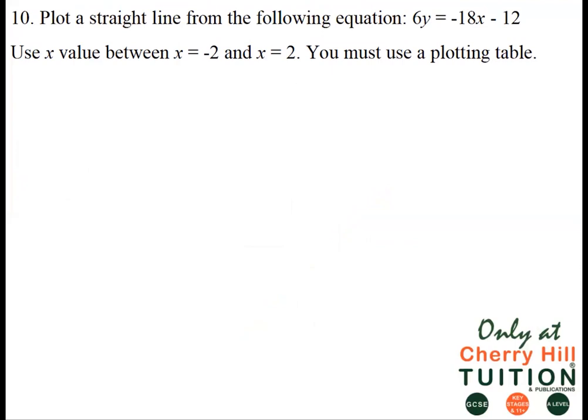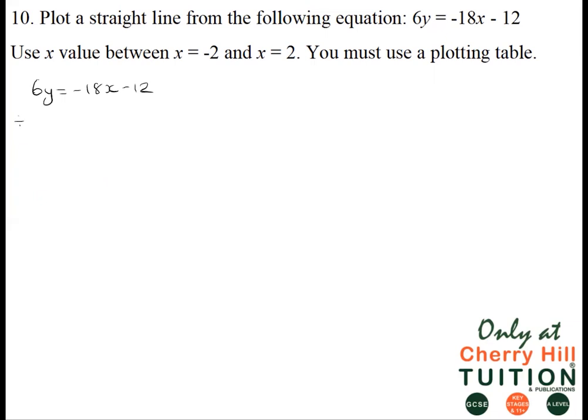Question 10, plot a straight line from the following equation, 6y is equal to minus 18x minus 12. Again, we need to use x values minus 2 to 2 to plot this graph. So the first thing we need to do is convert this equation into Cartesian form. So 6y is equal to minus 18x minus 12.